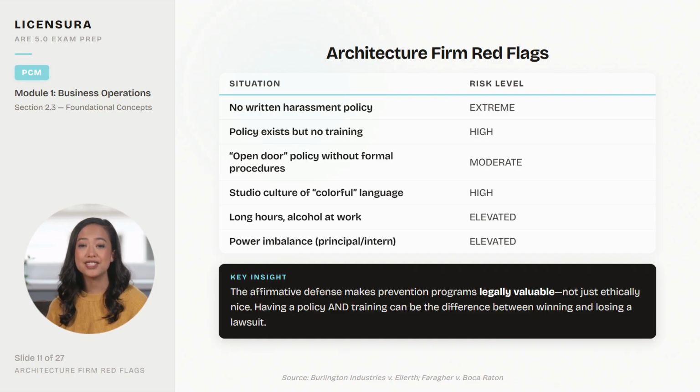The bottom line is that prevention programs aren't just good practice, they're a legal asset. A solid policy and real training can be the difference between winning and losing a lawsuit. All right, with harassment covered, let's pull all of these employment law topics together into a practical compliance checklist.